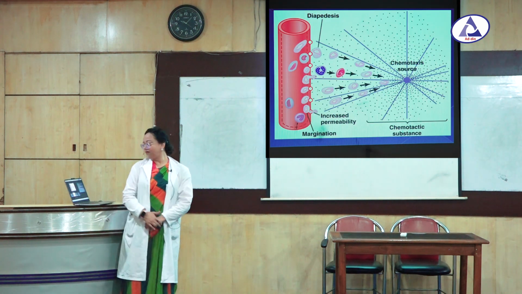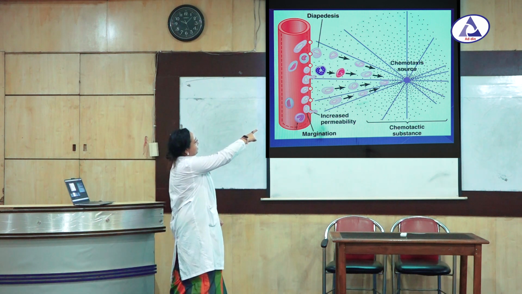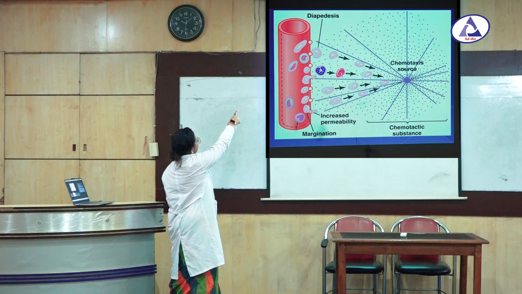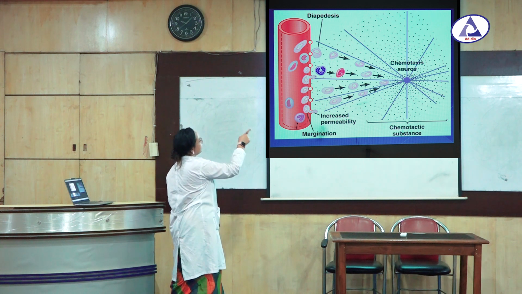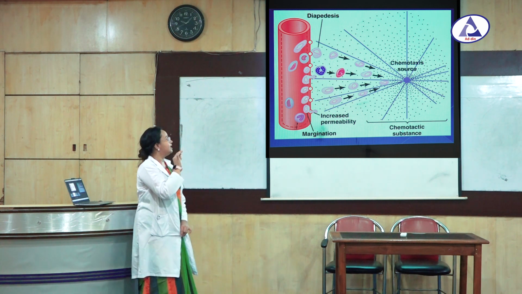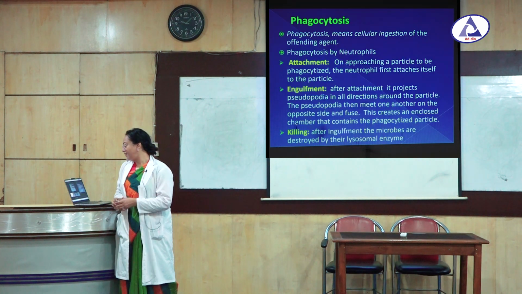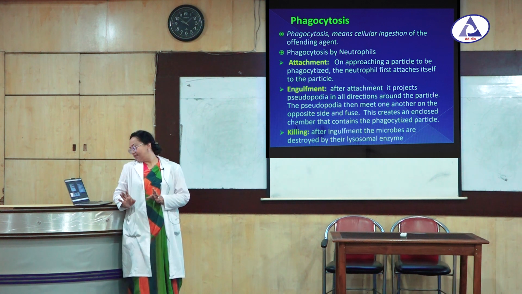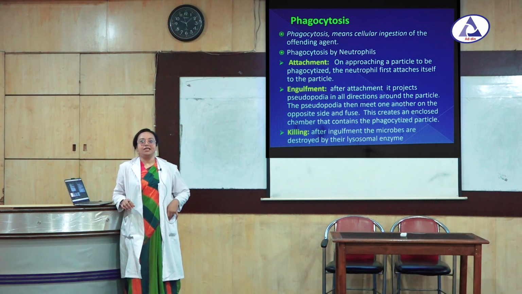So this is the process of diapedesis and chemotaxis. See, that is the chemotaxis source, and bacteria or viruses are liberating the chemotactic substances. Then WBCs come from the capillary or the blood vessel, and they move by diapedesis, going through amoeboid movement to the chemotactic source. After reaching the chemotactic source, what will they do? They phagocytose. I mean, they kill or eat the bacteria or virus. How? Phagocytosis means cellular ingestion of the offending agent.